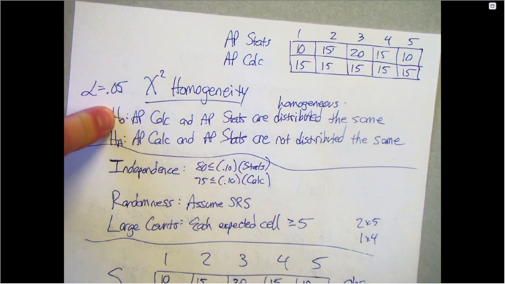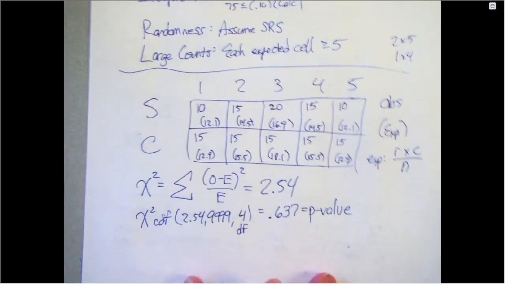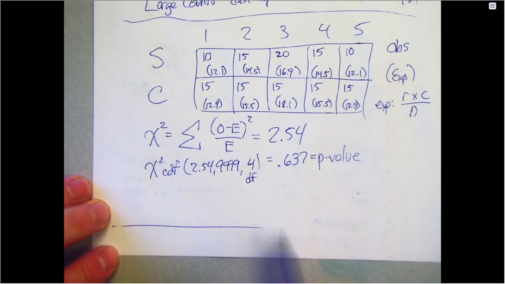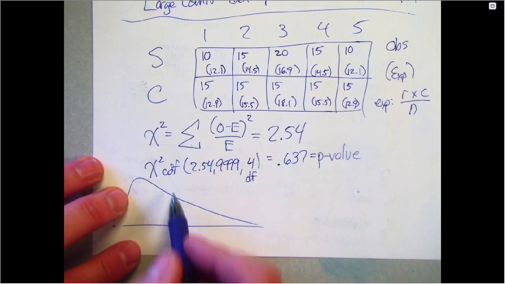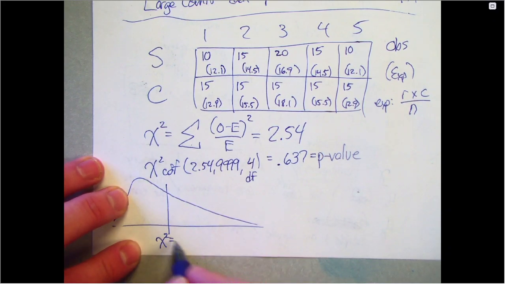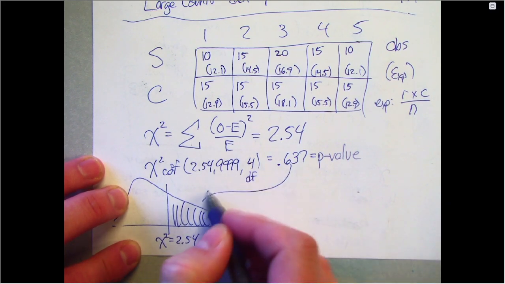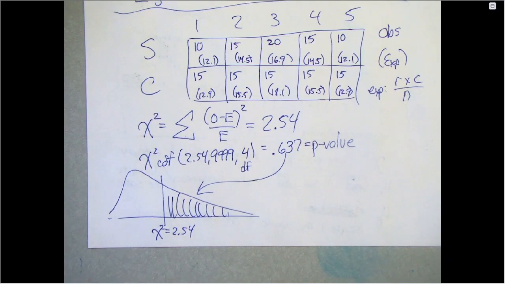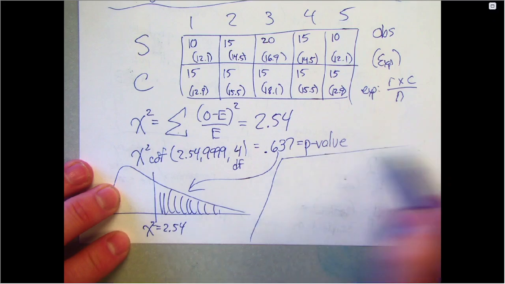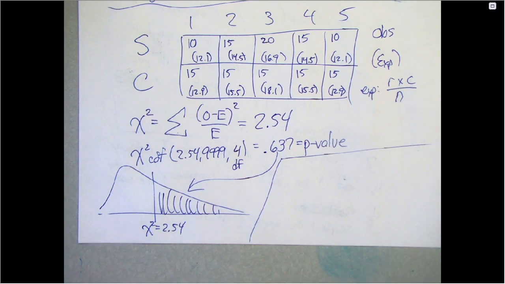So like, if I had done anything different than yesterday except for the HO and HA, no, it's the exact same thing, right? Make my little graph down here, chi-squared, shading to the right, that's my p-value. And then we conclude.